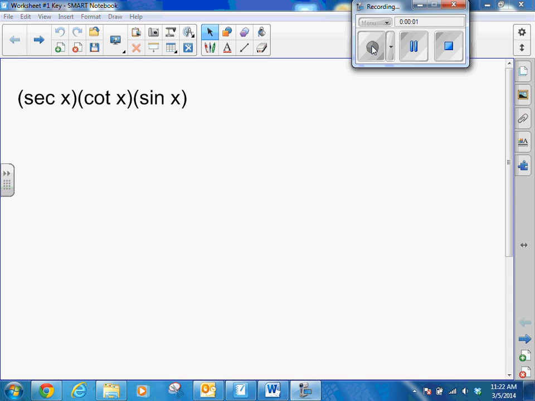We have secant times cotangent times sine. What do we want to do here? Change as much as you can. Okay, what can I change from number 1? 1 over cosine, yep.